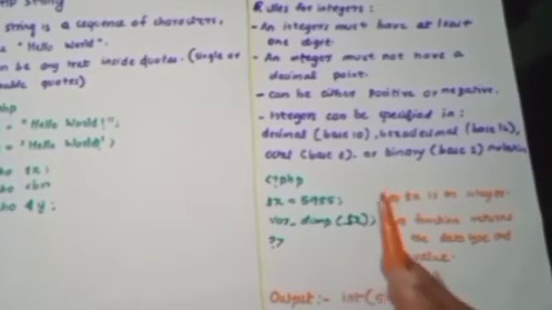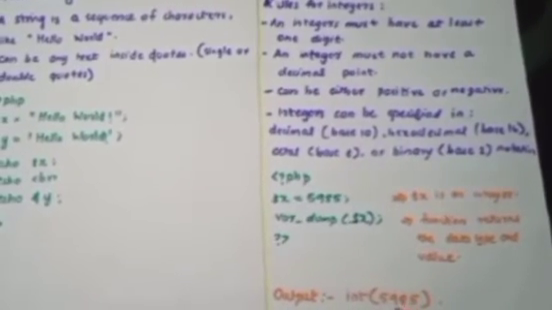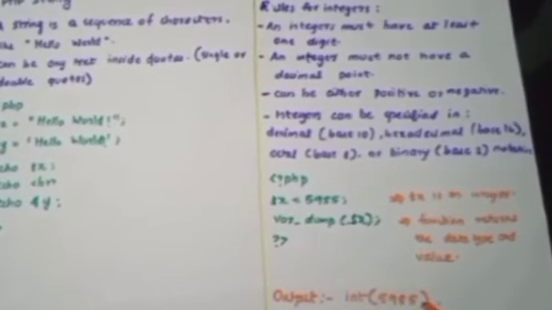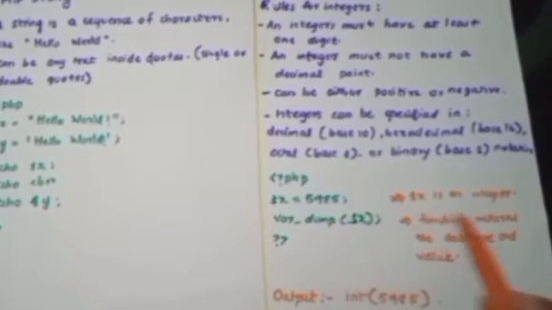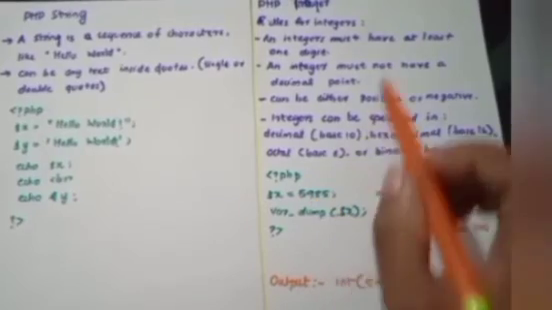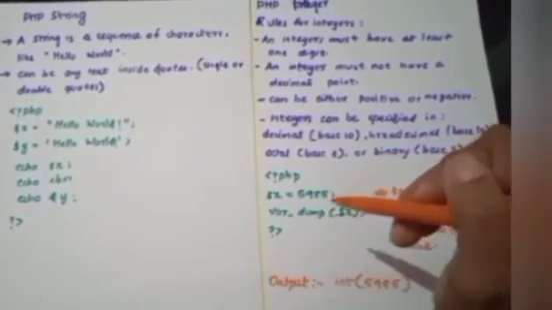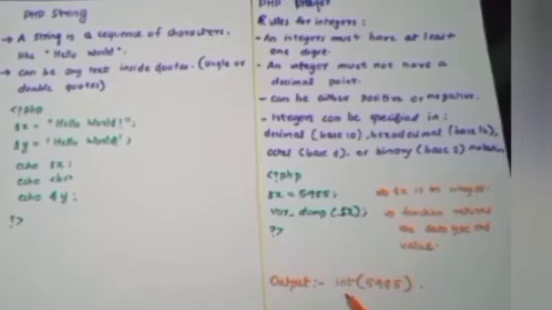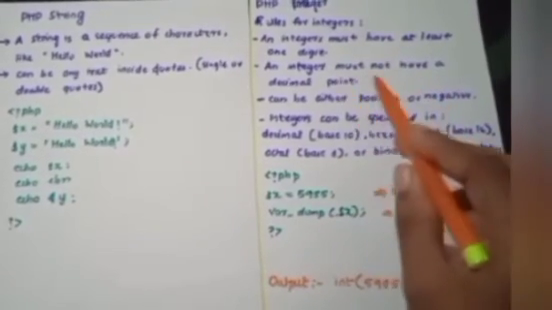The output will be like this: int, and the integer value that we gave to that variable. The output is like this because var_dump is a function that returns the data type and the value. If you use decimal points, it won't give int, it will go to some other data type. So it's mandatory to follow these rules in each case.